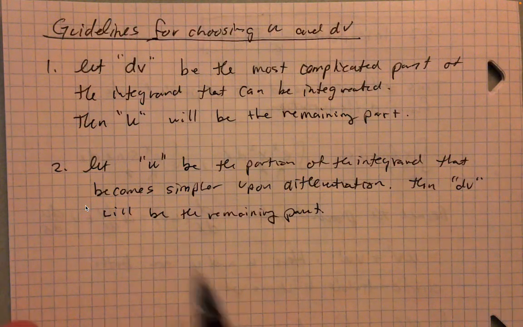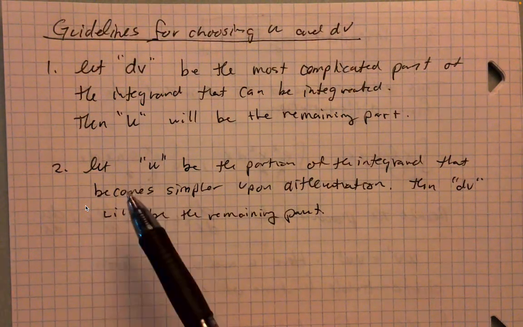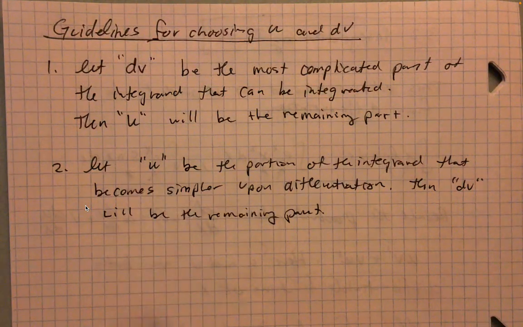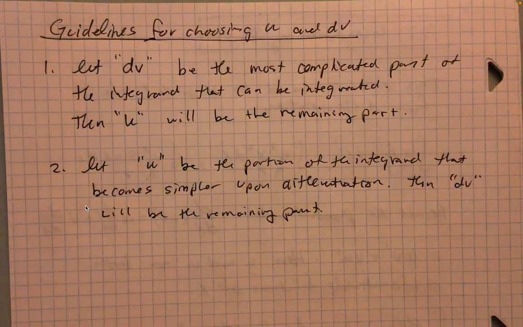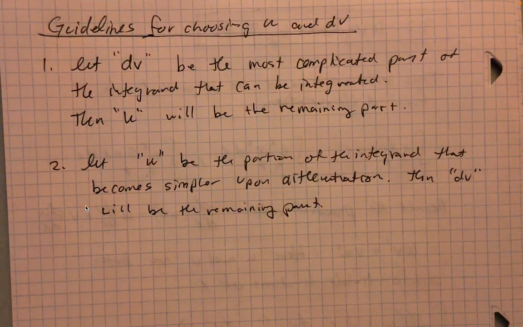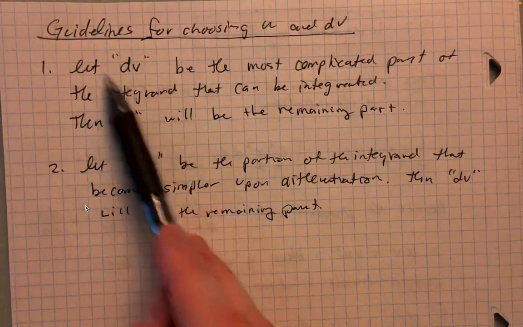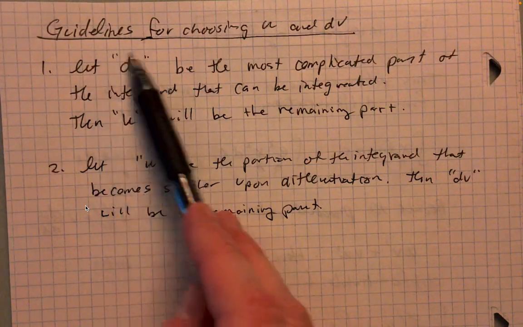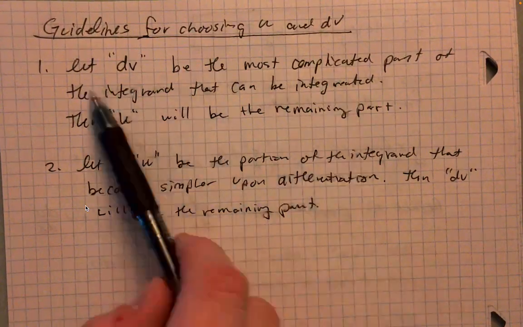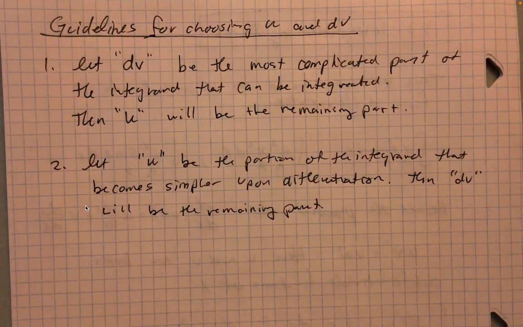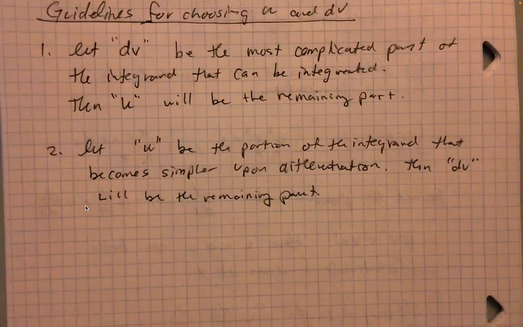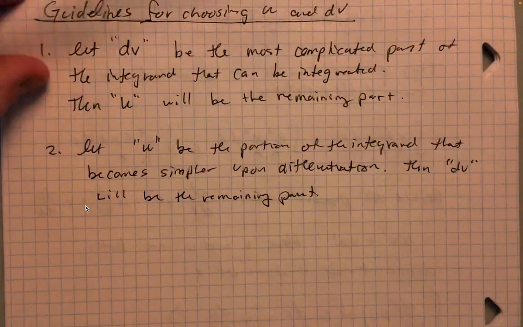Right, so an example here would be like x squared is typically a good choice for u, because the derivative of x squared is 2x, so it becomes simpler. It's no longer a squared variable, it's just x to the first power. Right, any integrable function that takes up a significant portion of the integrand would be a good choice for dv. Right. Okay, let's see an example here of this kind of selection of u and dv.